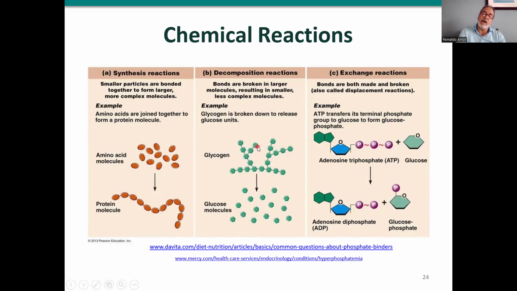You can see here, again, that in decomposition, you're breaking something more complex into smaller components. This is like glycogen, how we store glucose in the form of glycogen. During fasting, we can break down glycogen into glucose. And here you can see amino acids, which are the building blocks of proteins. So we have something simple to make something complex. This is a synthesis reaction.